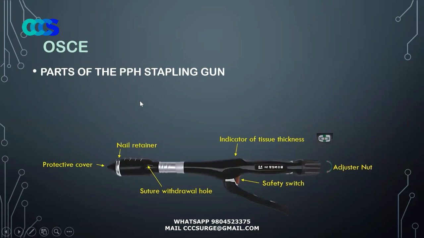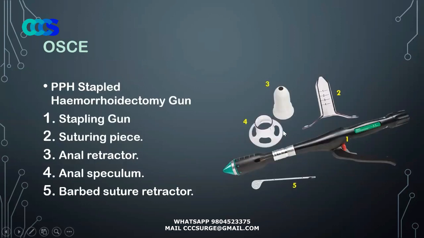As I said, you first put in the anal retractor with the anal speculum in. Once you've got that in, you assess the piles. If you notice that there are gaps out here, you fix these to the skin. Once you fix that to the skin, you now put in this suturing piece and go beyond that.